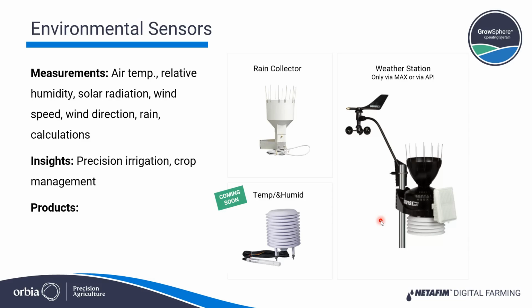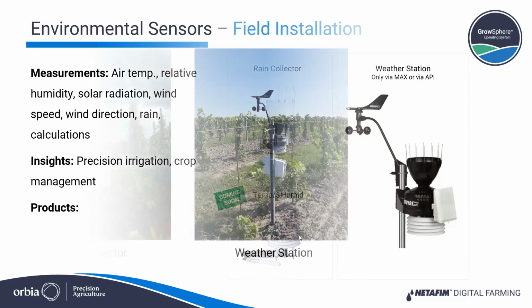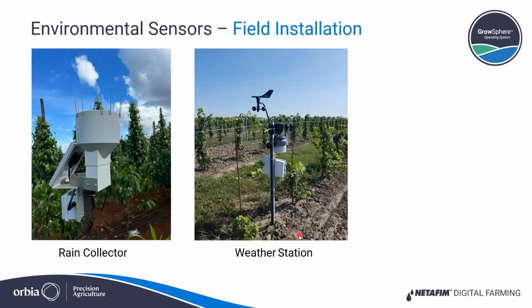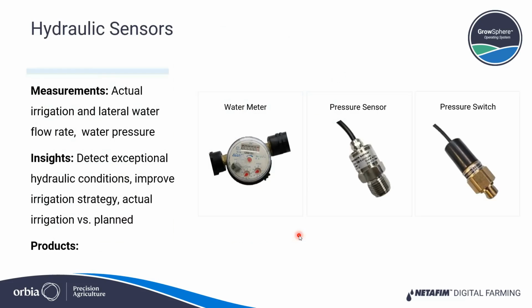The products that we have are the weather station. The weather station can be connected via API or connected directly to the MAX. We have a local rain collector, and we have a temperature humidity sensor that will be released in the next couple of months. The next, this is how it looks in the field. On the left-hand side, this is the rain collector and the weather station.